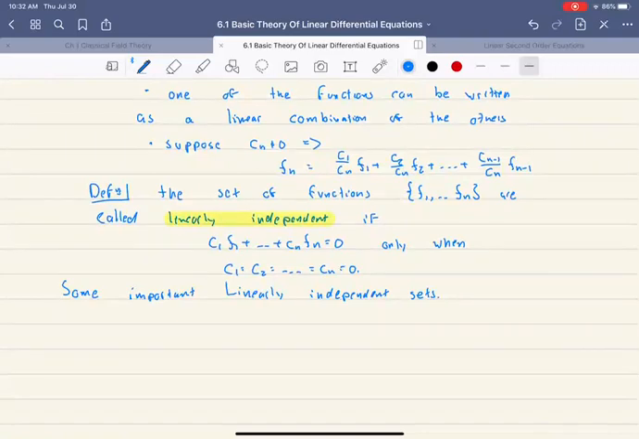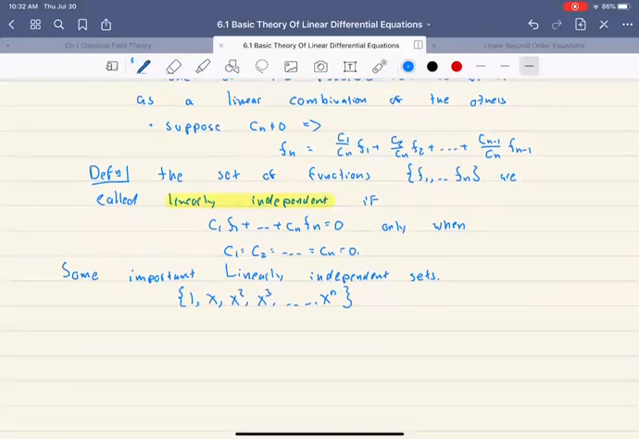So some important linearly independent sets are, for example, 1, x, x squared, x cubed. We could keep going till x to the n. Those are linearly independent, okay? Another one, e to the x, e to the negative x, with e to the 2x, e to the negative 2x, e to the 3x, e to the negative 3x, and we could keep going as long as we want.